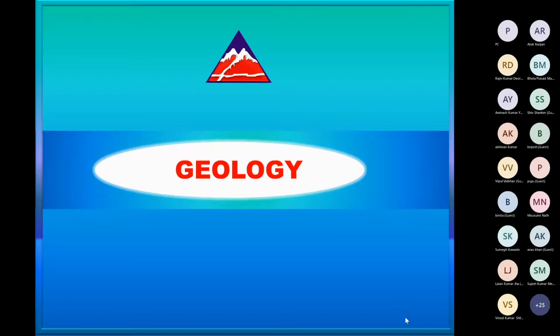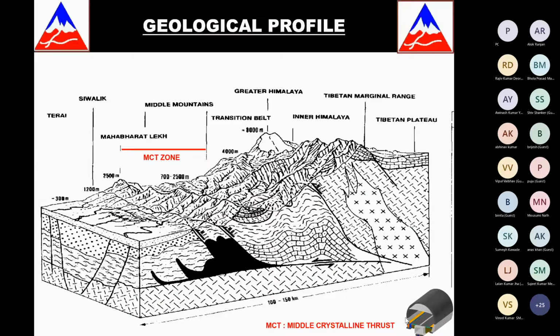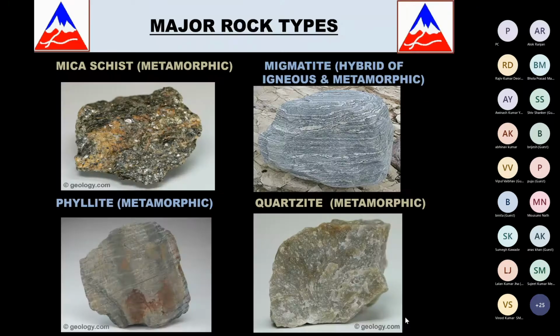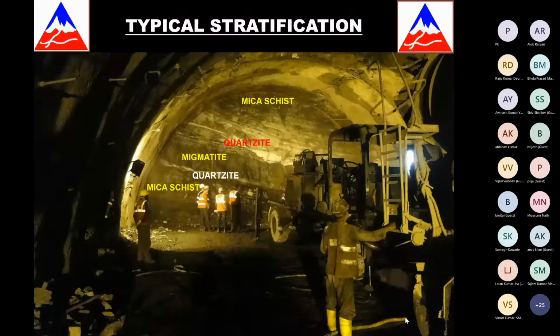The area was also in the middle crystalline zone of the Himalayas. We had phyllites, quartzites, migmatites and schists. We were very happy when we got quartzite, but most of the rock was schist and phyllite, which was very poor rock. At each cross section we would have schist, quartzite, migmatite, quartzite, so there would be this kind of stratification. So it was very difficult to simulate or understand its behavior.